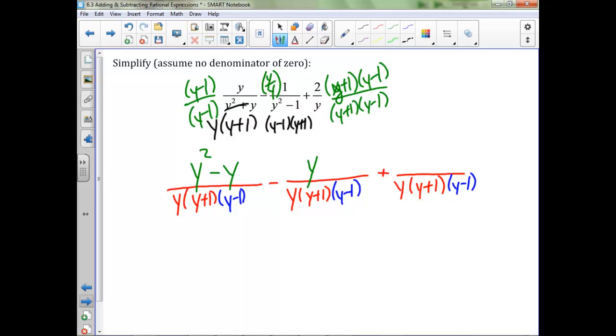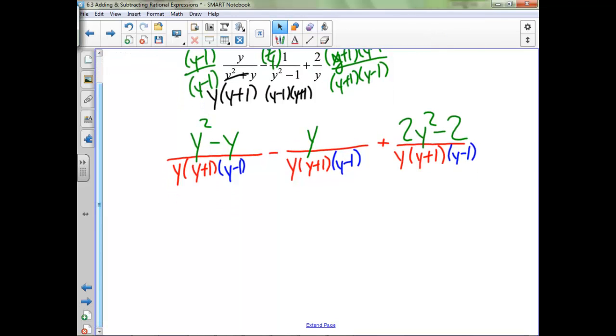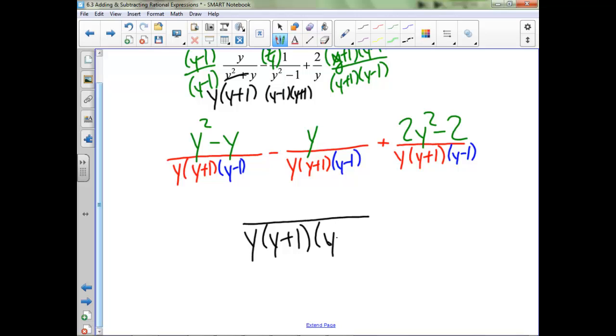And when we distribute this 2, we'll get 2y plus 2 times y minus 1. And when we distribute those two together, we'll end up with 2y squared minus 2. And so now let's combine everything we can. So we know our common denominator is y times y plus 1 times y minus 1.